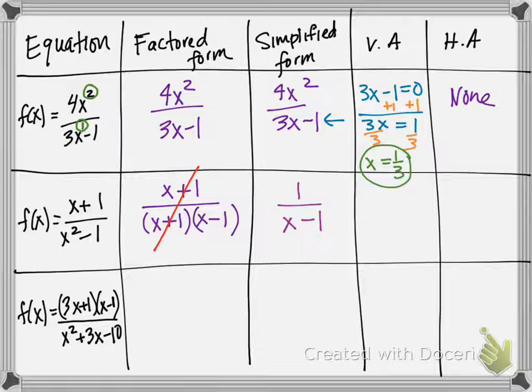So to find the vertical asymptote, we set the denominator equal to 0. So if we set x minus 1 equal to 0 and we add 1 to both sides, our vertical asymptote is at x equals 1.